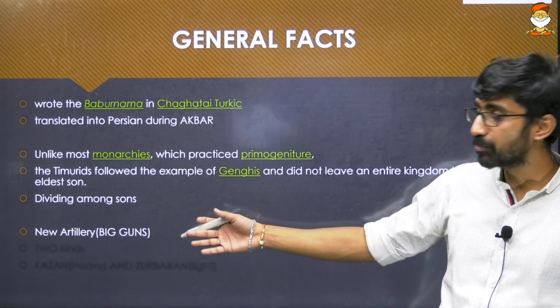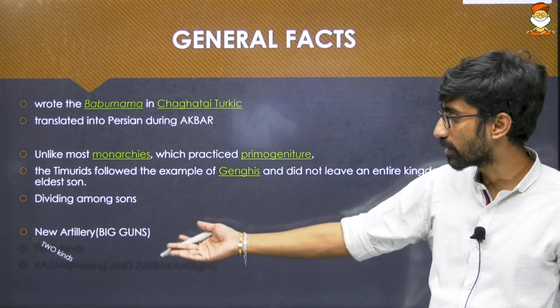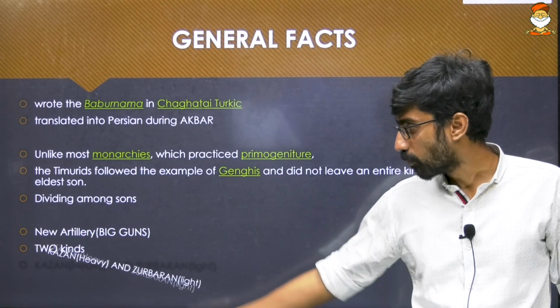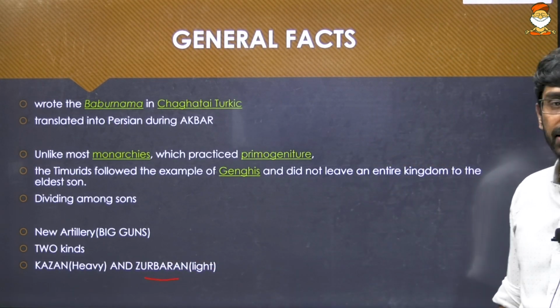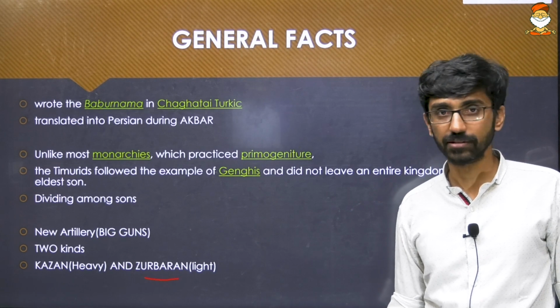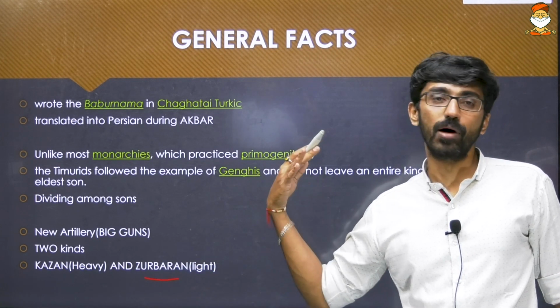And again, he brought new big guns into India, new artillery. They are called Kazan. One gun is called by one name, and a second gun is called Zurbara. There are light guns as well as heavy guns, two artillery guns. So these are the new things brought by Babur.